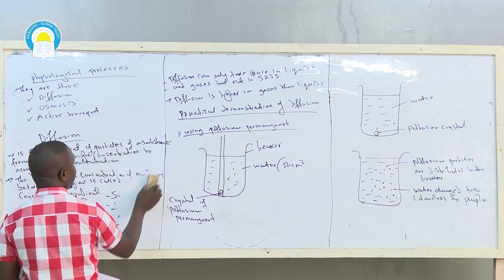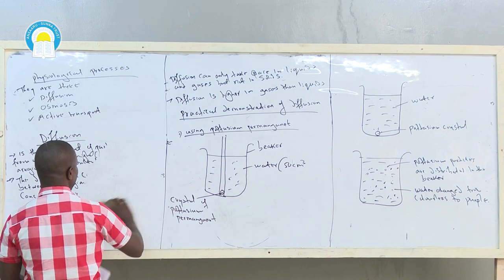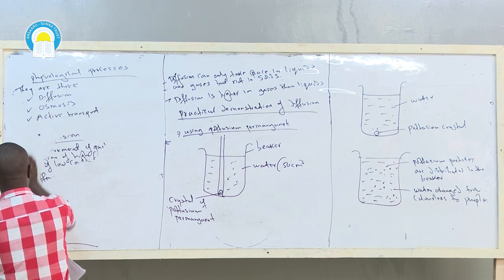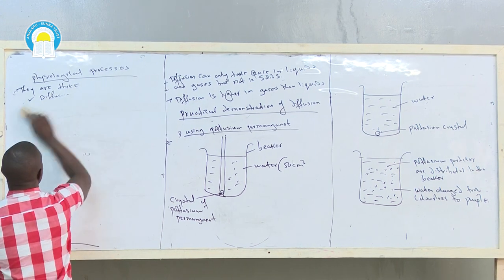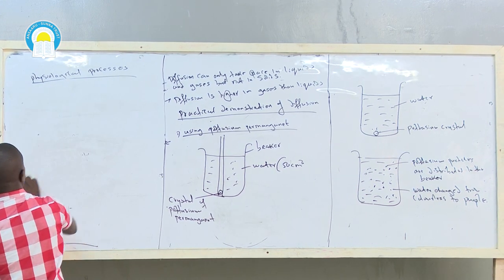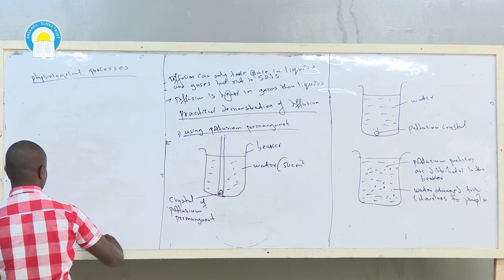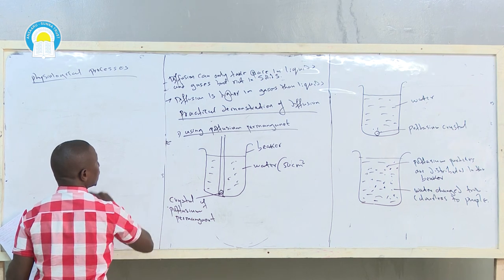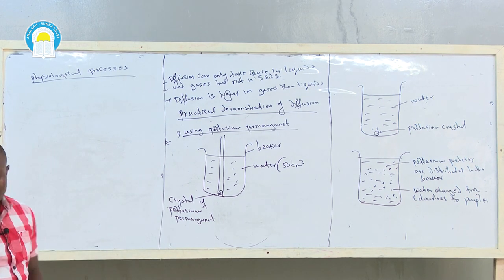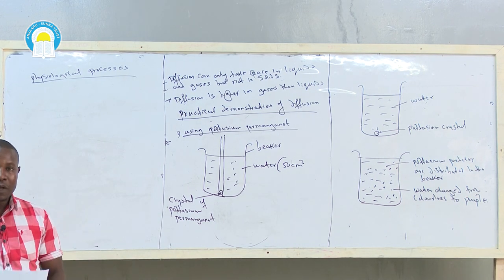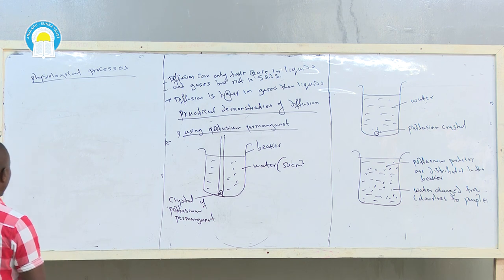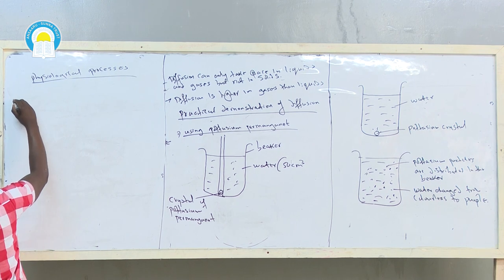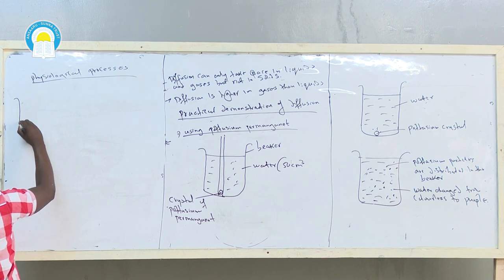Number two, another demonstration, we use a visking tubing. We can also use a visking tubing. And when using a visking tubing, we are going to have an experiment. So we have our beaker.